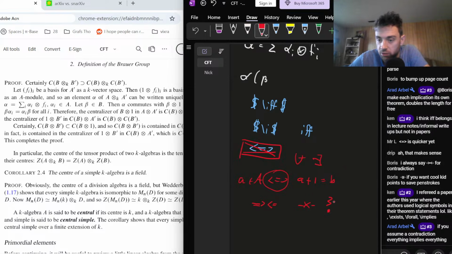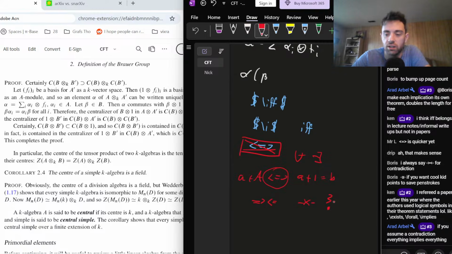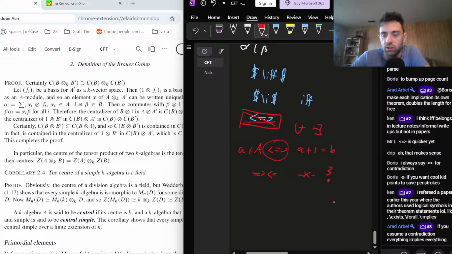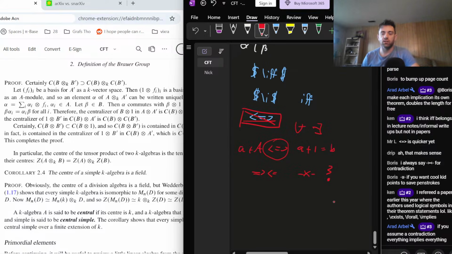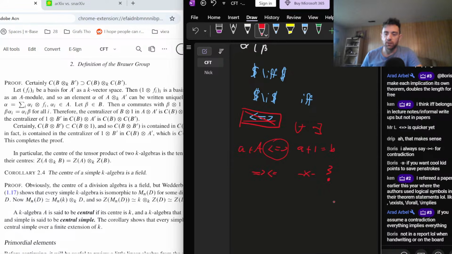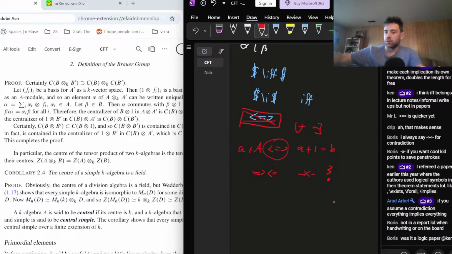Ken refereed a paper earlier this year where the authors used logical symbols in their theorem statements. Yeah, that's bad. I mean, it depends. I would need to see the context. I don't think that's necessarily wrong, but it depends how and where they're placed. Oh, handwriting or on the board, then yeah, absolutely. I gotta make some tier list videos, by the way. Tier list of math symbols and stuff.